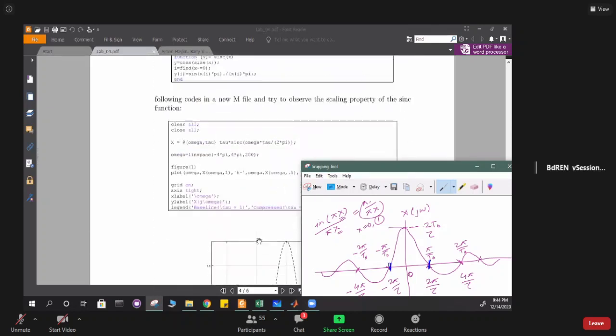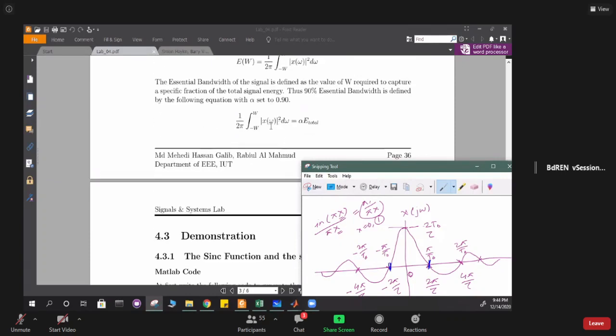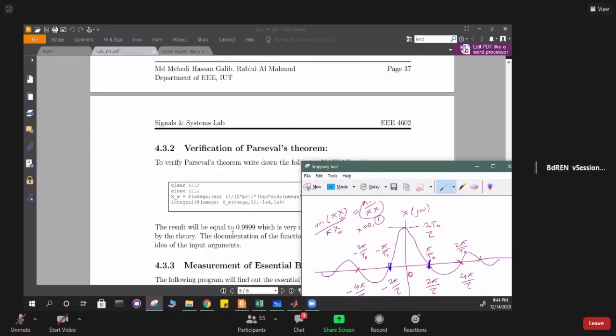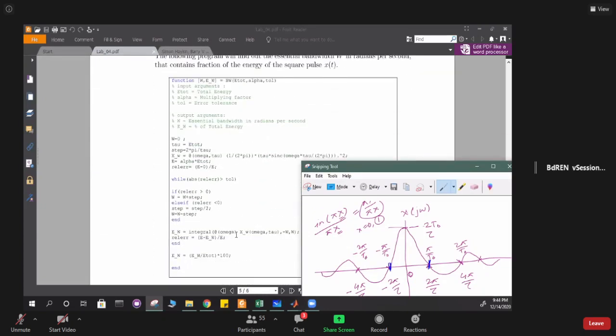That means we are following this equation. From minus W to W, we are calculating whether it is equal to alpha E total or not. Then we will keep moving around the loop until the error is less than the tolerance level. Whenever it is equal to or less than the tolerance level, it will terminate, isn't it? Yes. Now, my question is about this if and else if. Why do we need to make the step divide by 2 in this case?